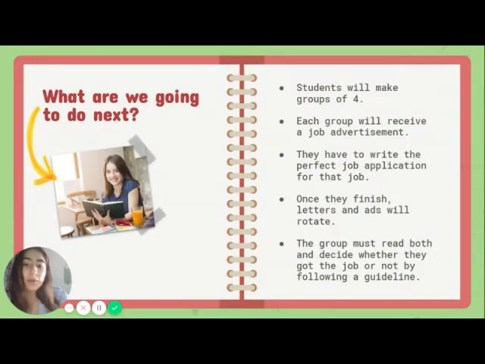Now we will move to what we are going to do next. So, very easily explained, students will make groups of 4. Each group will receive a job advertisement, and the task is to write the perfect job application letter for that specific job position, having in mind all the previous knowledge from the unit and particularly our article. So once they finish, all the letters and the ads will rotate. And now the group who receives the letter will act as the bosses. So they must read both the letter and the job ad and decide whether they get the job or not based on the following guideline.